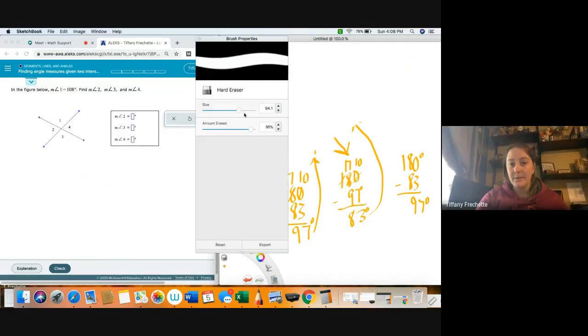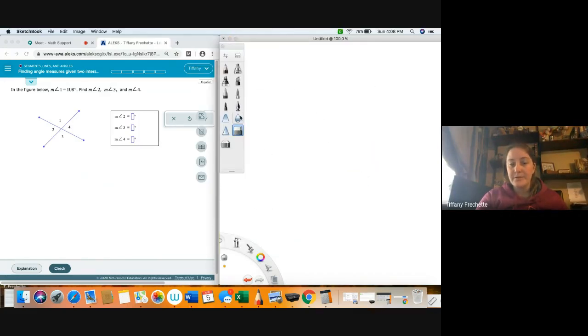I'm going to make that a little bigger and make that a little faster to erase. All right, so remember, supplementary means the angles add up to 180 degrees, and that just also means that they're on a line. So I'm going to switch my color here just so I'm not using orange the whole time.